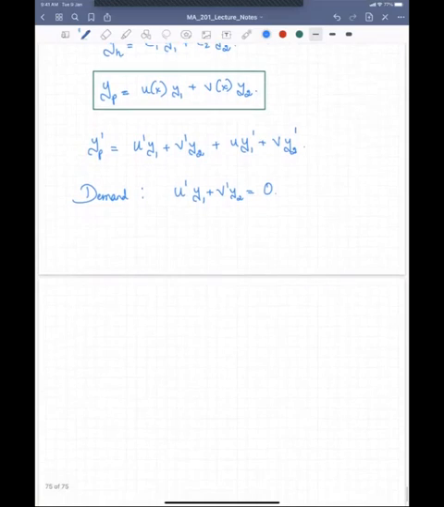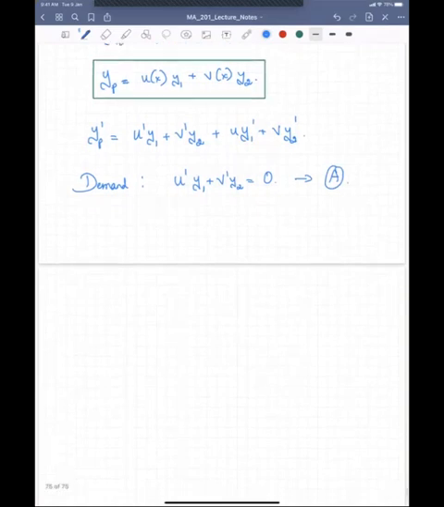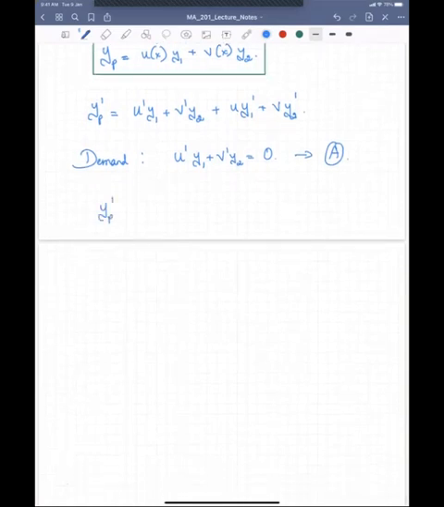Okay, so let us reserve the judgment as to whether this is correct for later and simply follow this hint and keep going. So I will simply take this as a condition. I'll call this condition A, which I am basically imposing on the system. Now with this condition, my yp prime simply becomes u y1 prime plus v y2 prime. Remember again that y1 and y2 are the solutions of the homogeneous differential equation.